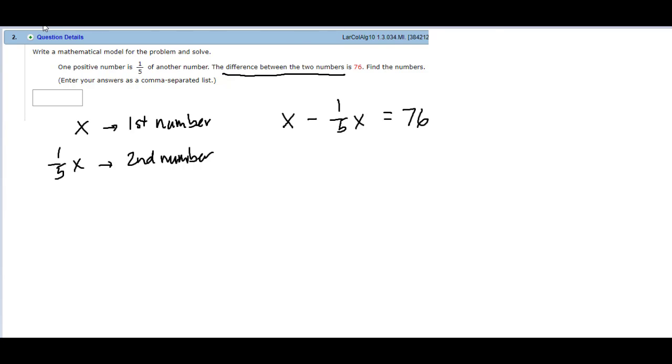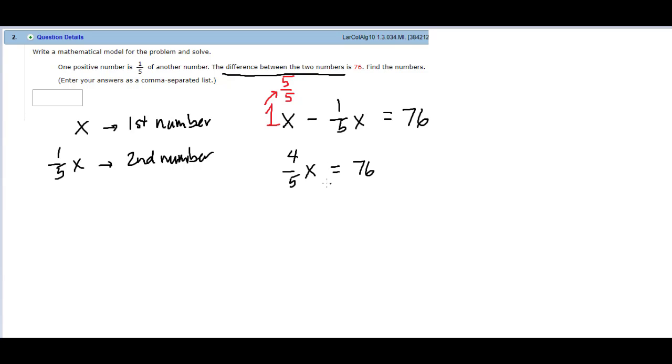So we need to recognize here that the coefficient in front of x is a 1. And in fact, to subtract a whole number minus a fraction, we need to have common denominators. And so we just simply call 1 5/5. So 5/5 x minus 1/5 x is 4/5 x. So 4/5 x equals 76.